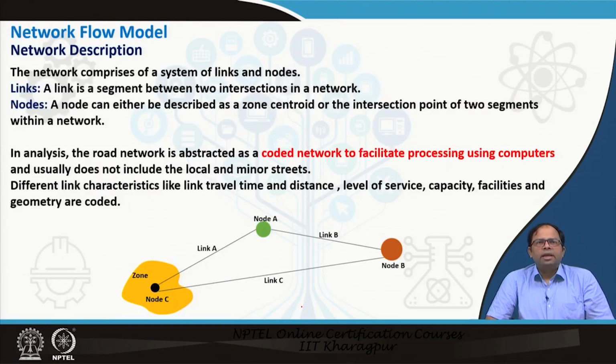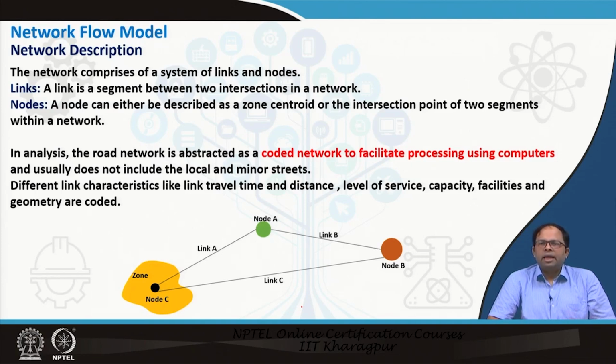Now, coming to the network flow model, we need to describe the network in a certain way. We have already talked about links and nodes. A link is a segment between two intersections in a network. A node can be described as a zone centroid or the intersection point of two segments within a network.